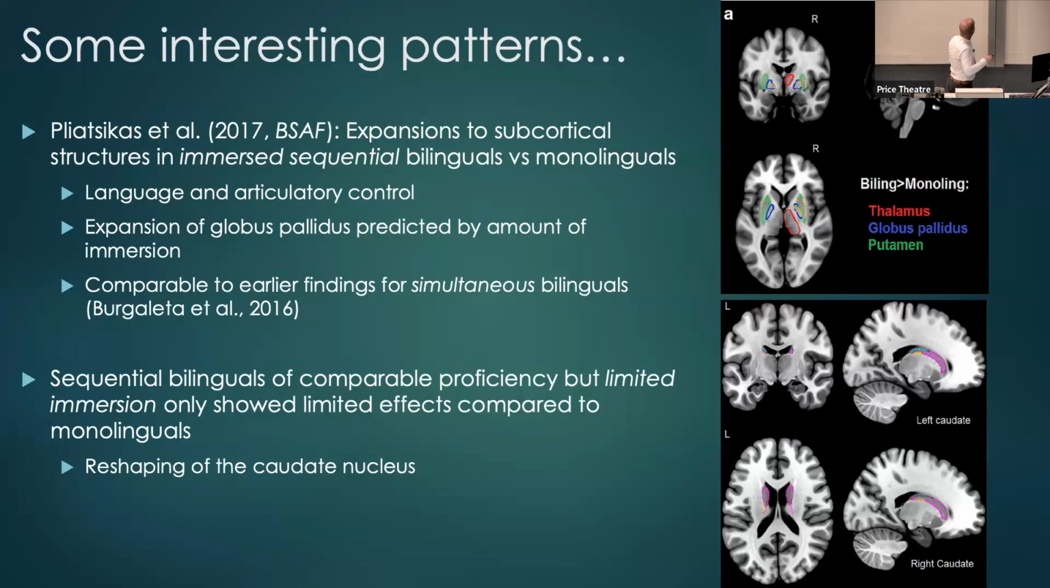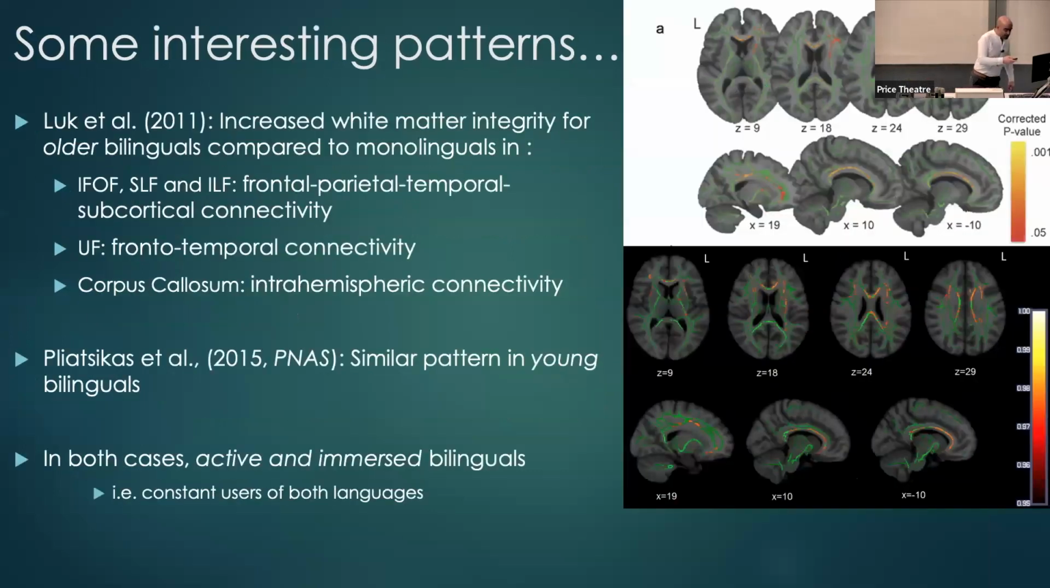Let's move on. Interesting pattern 2. In one of the first studies to show effects of white matter in the brain, by my colleague and friend Gigi Luke, they reported increased white matter integrity in older bilinguals compared to monolinguals in all these white matter tracts of exotic names that we know provide connectivity between different brain areas. These were people in their 60s, I believe, based in Montreal in a bilingual environment, right? So lifelong bilinguals practically.